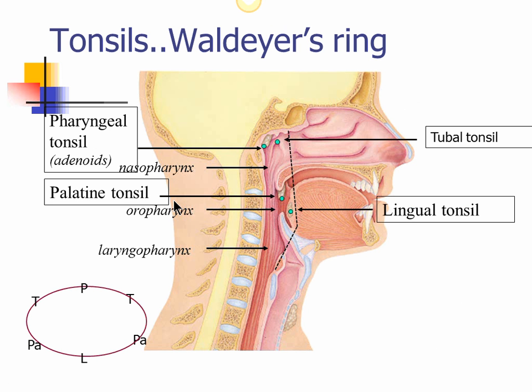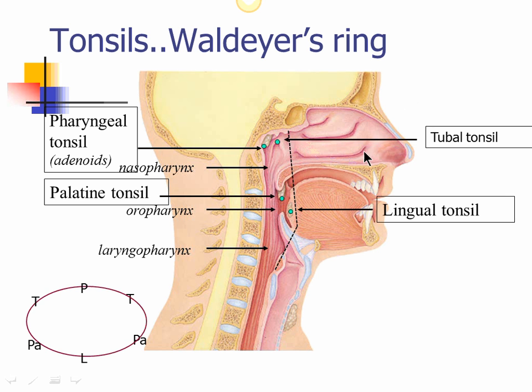Let's look at these tonsils. They are present in this area which is called the pharynx. What you loosely call your throat, that's the pharynx. And if you see, let's sort of demarcate the parts of the pharynx.